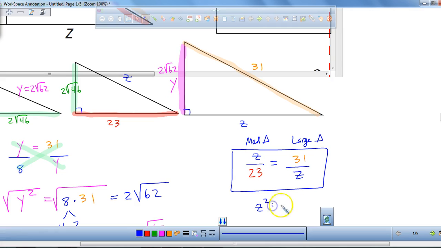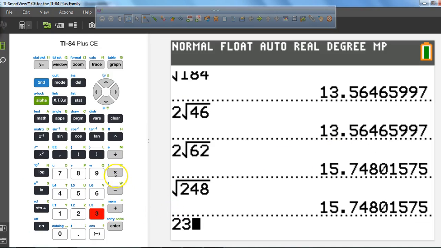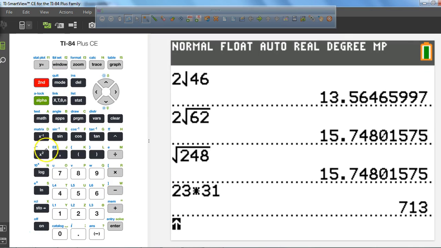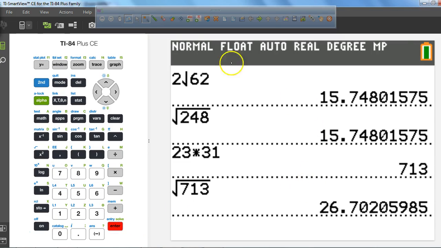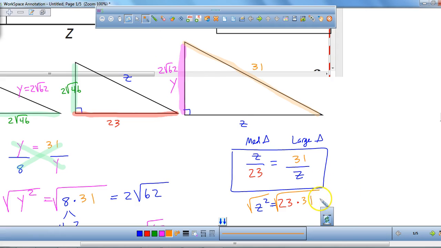You get z squared equals the product of 23 times 31, and then you take the square root of both sides, and 23 times 31 is 713. Alright, so 23 times 31 is 713. You take the square root, and that's going to be your final answer, which is 26.7. Alright, this is approximately equal to 26.7.